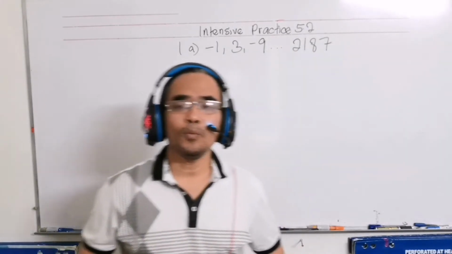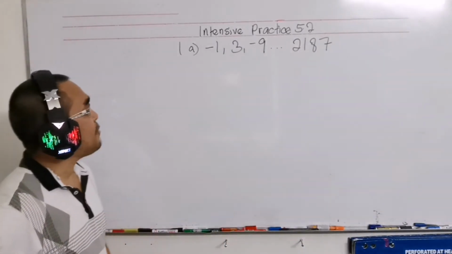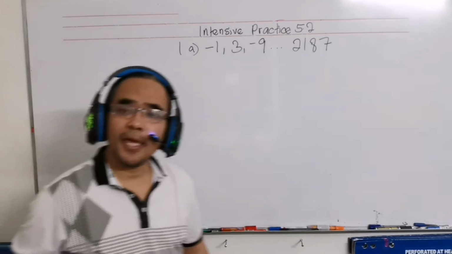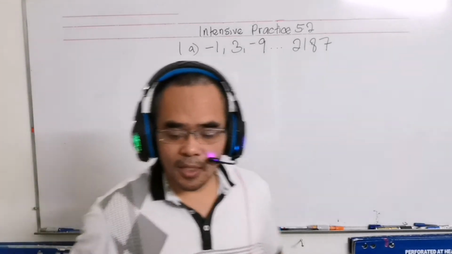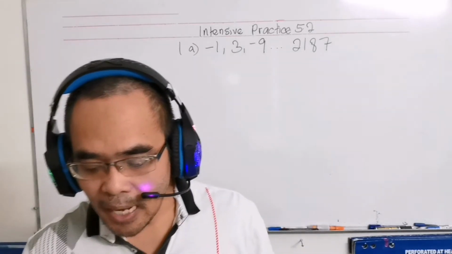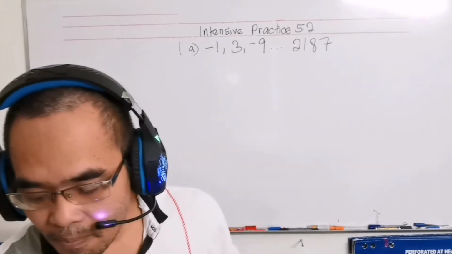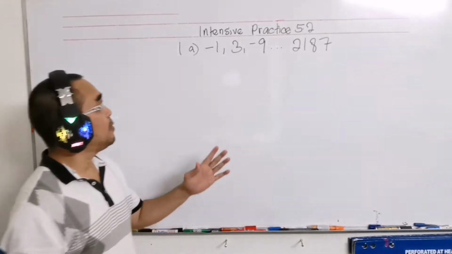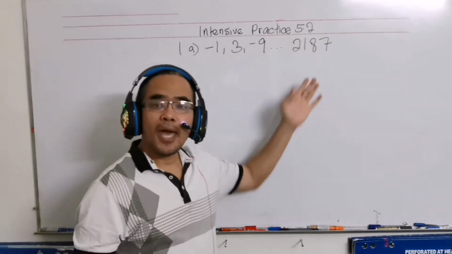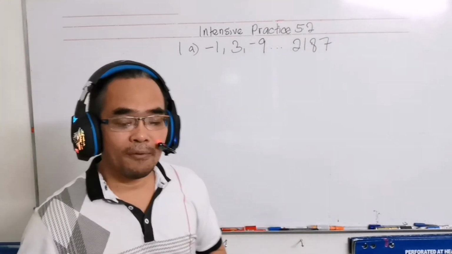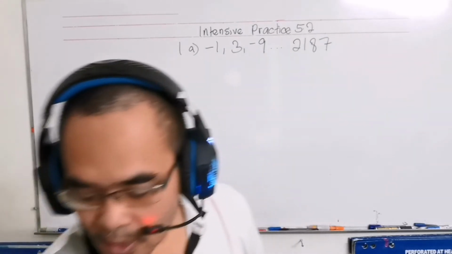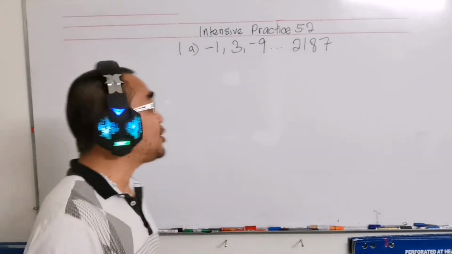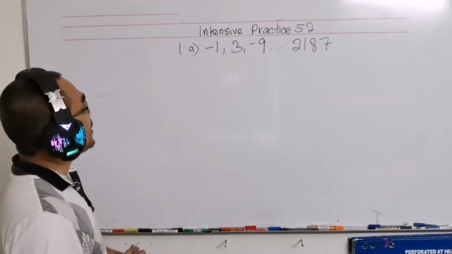Our next question will be Intensive Practice 5.2, number 1A. The question is asking to calculate the number of terms and the sum for each of the following geometric progressions. So how many terms here, and what is the sum of each of them?